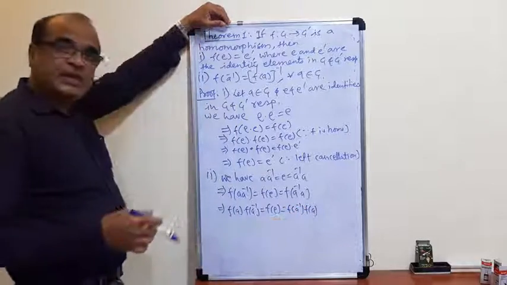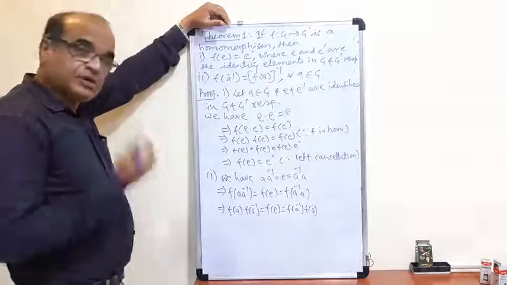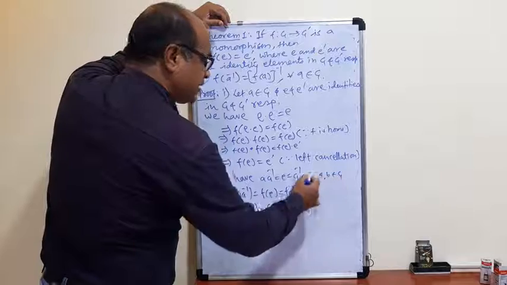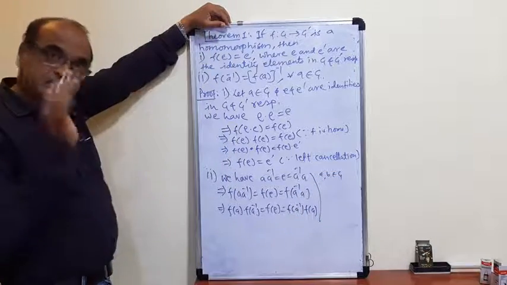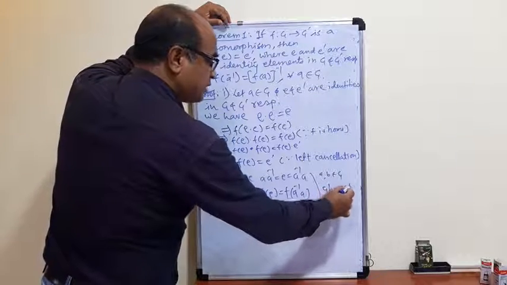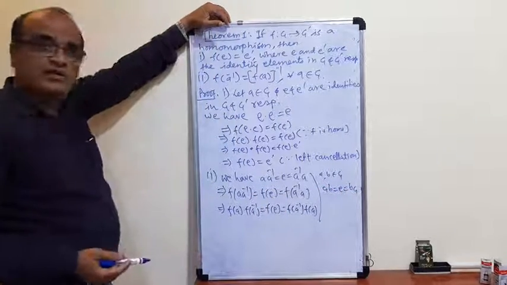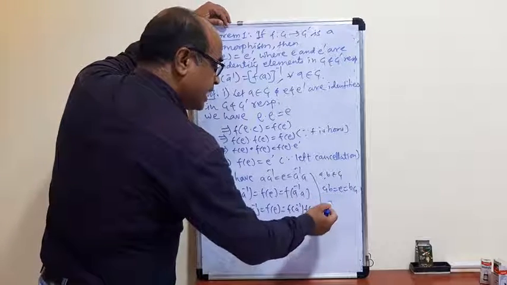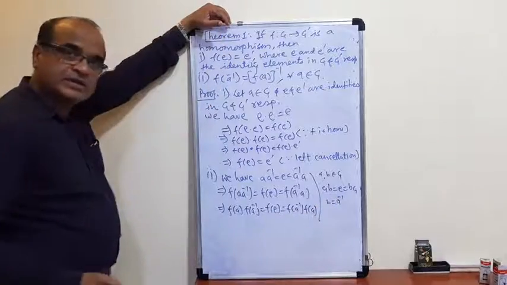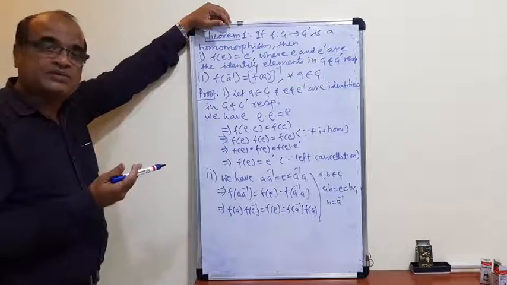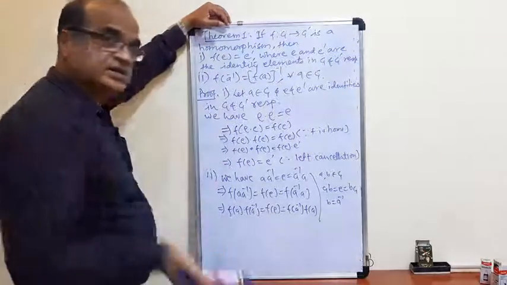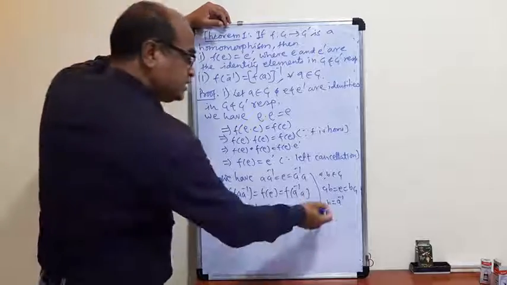So what is the definition of inverse? In a group, a and b are elements of G. If b is the inverse of a, then ab is equal to e is equal to ba. So then we say that b is equal to a inverse. If a and b are elements of G and a into b is equal to e is equal to b into a, then b is said to be the inverse of a. That is, b is equal to a inverse.